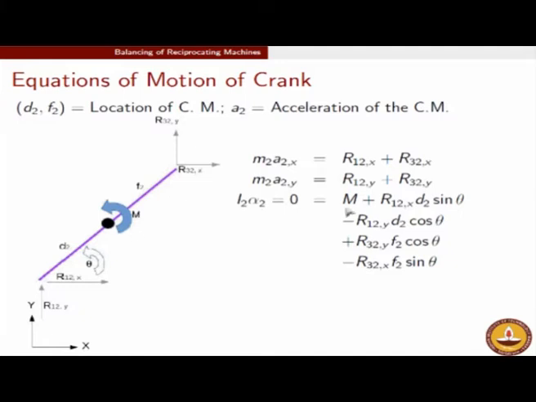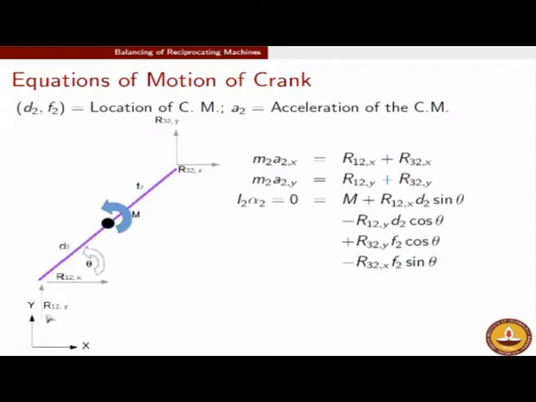The first one is the applied moment. The second one is the moment due to this force R12,x. So R12,x will have a moment arm about the center of mass given by d2 sine theta. So d2 sine theta is the moment arm which is perpendicular to the force. So R12,x into d2 sine theta is the moment. Please note the moment created by this R12,x is exactly in the direction of M. The direction of M has been taken as counterclockwise. So R12,x about this point is also creating a counterclockwise moment.